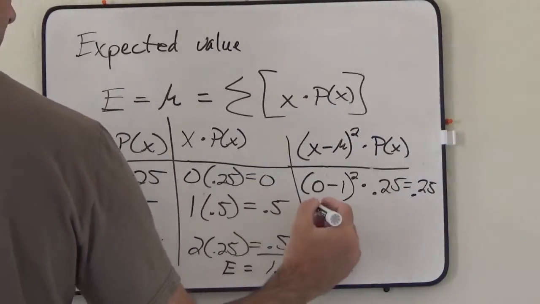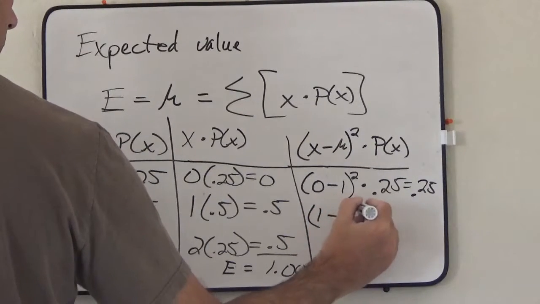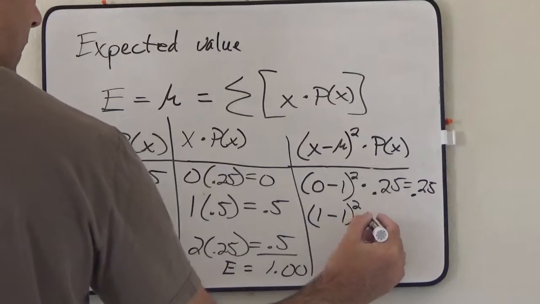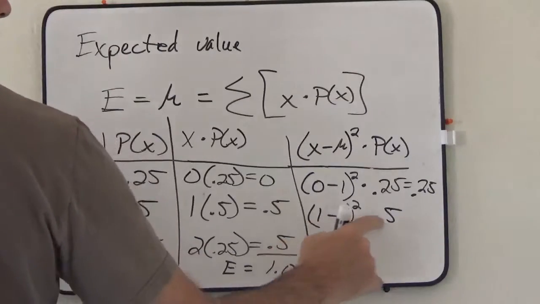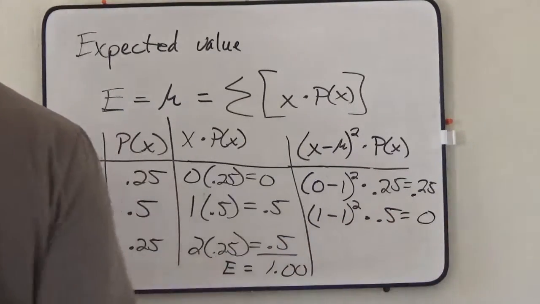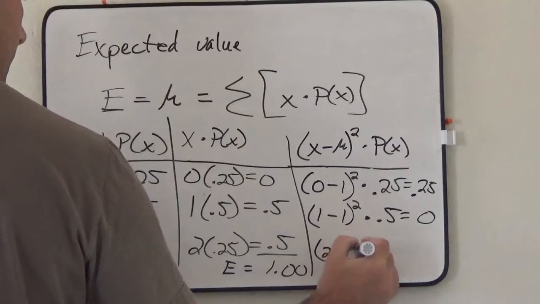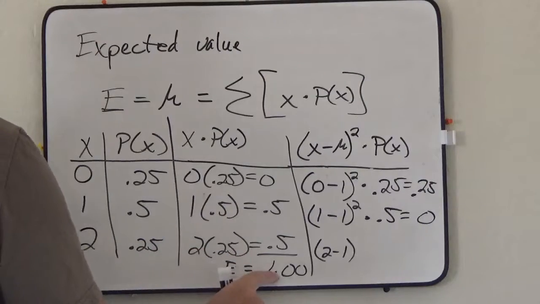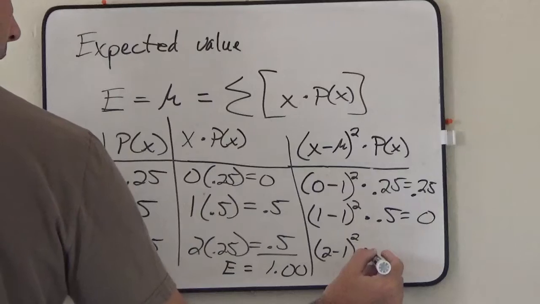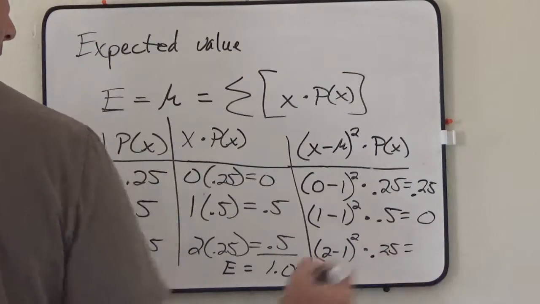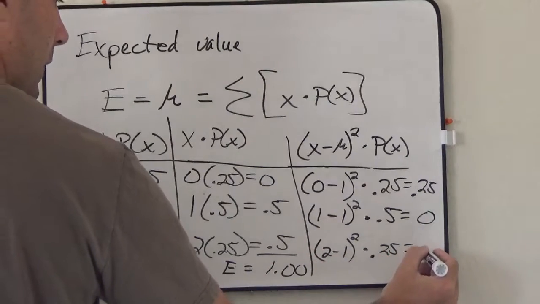Next, this one right here is 1 minus the mean, 1 squared, times the probability of 0.5. 0.5 is my probability. This is 0 times 0.5, which is 0. Finally, this one is 2 minus the mean, squared, times the probability, 0.25. And that's going to give me 1. 1 squared is 1. 1 times 0.25 is 0.25.